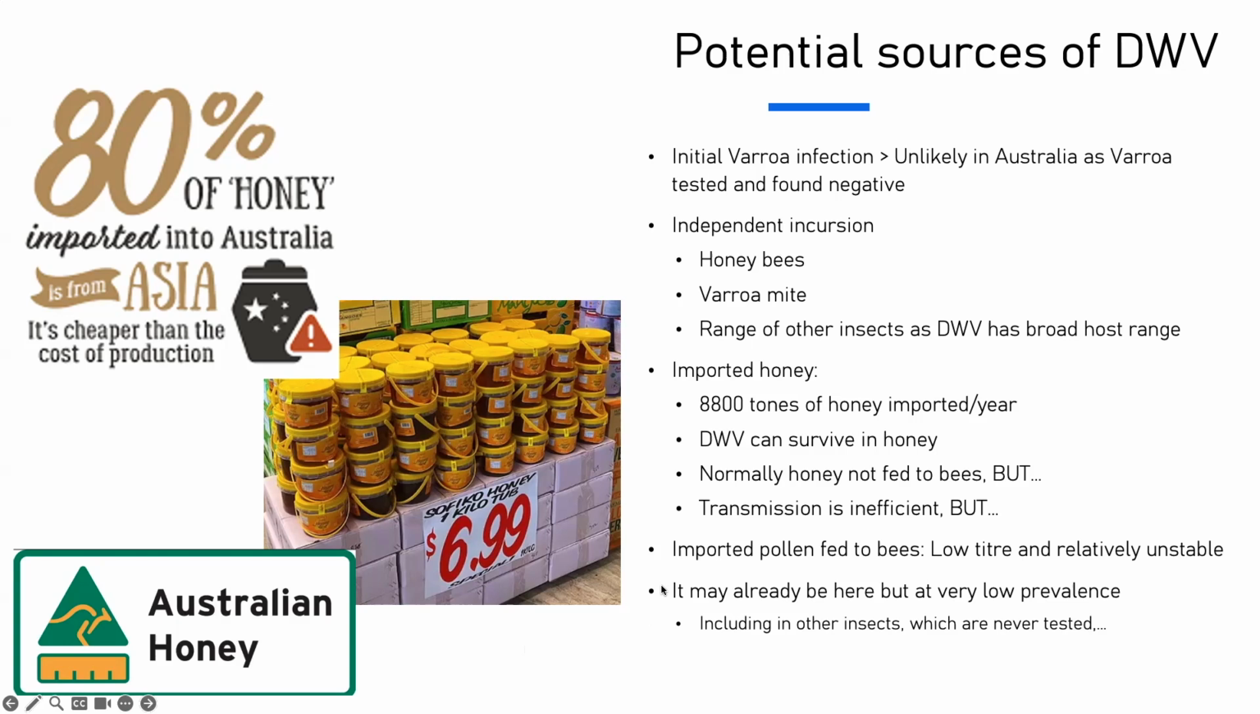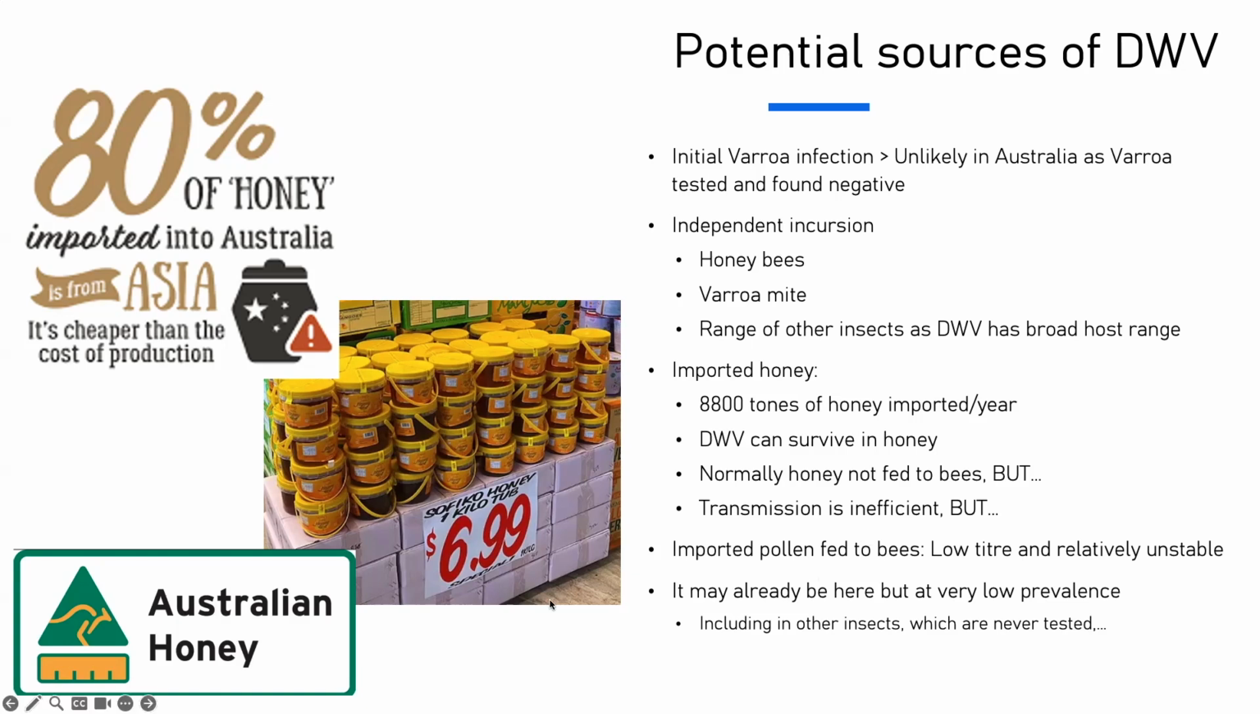It is also possible that it would come through infected pollen. In fact, pollen that is collected from colonies that are infected with the Deformed Wing Virus will have a very low titer of the Deformed Wing Virus, but it's relatively unstable. So after a couple of days, the infectivity of pollen diminishes dramatically. So it's less likely that we would get a Deformed Wing Virus in Australia through importation of pollen, even though, of course, imported pollen is used in our hives quite regularly.